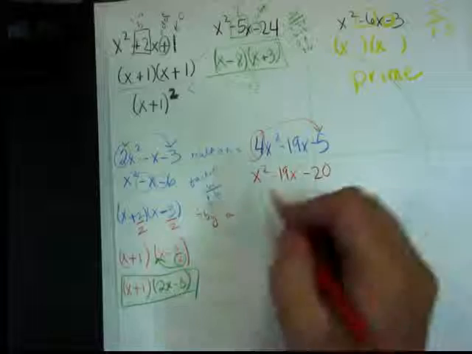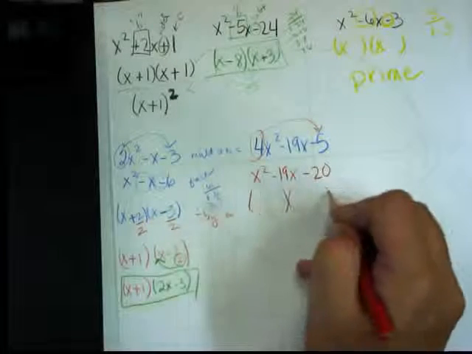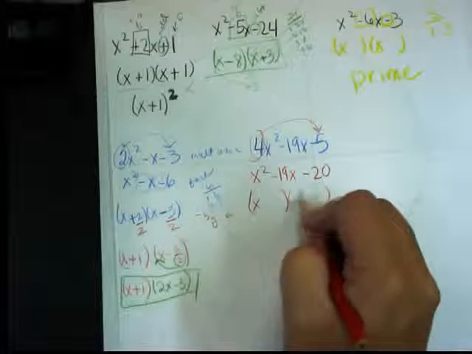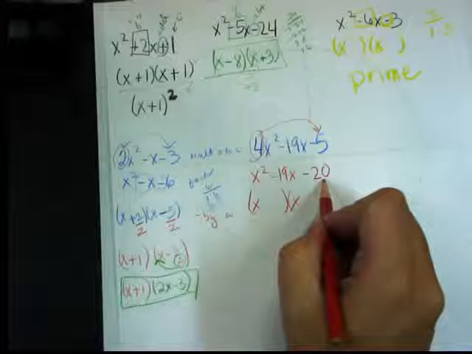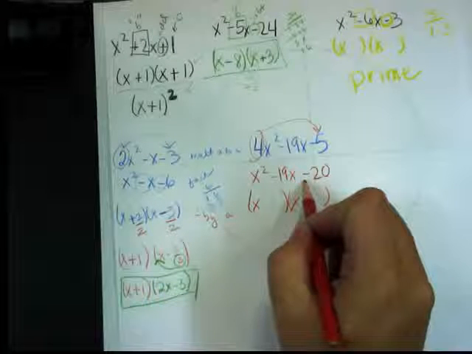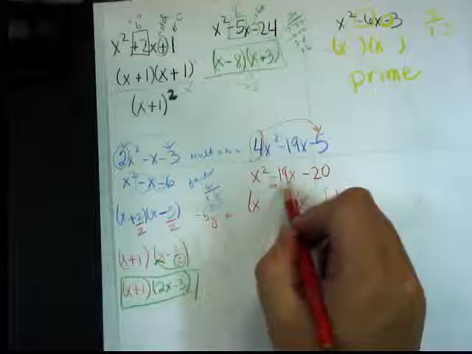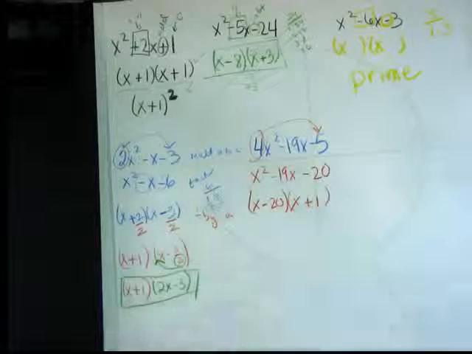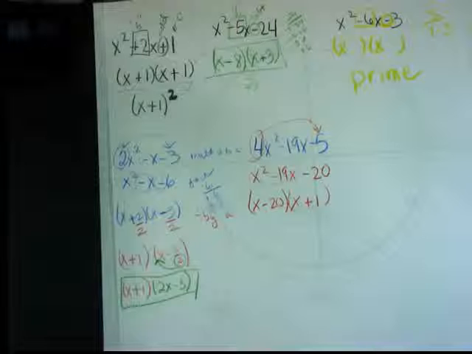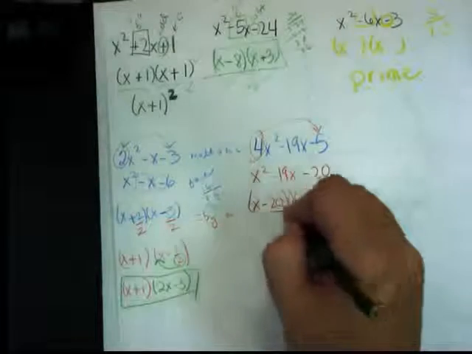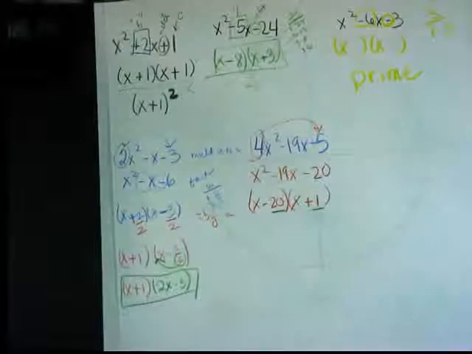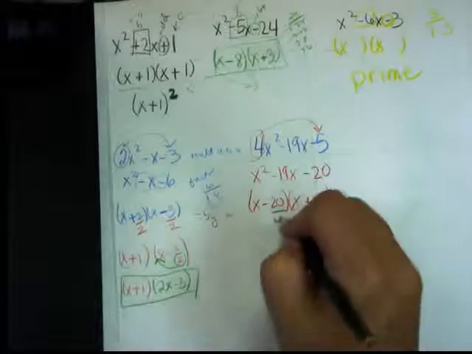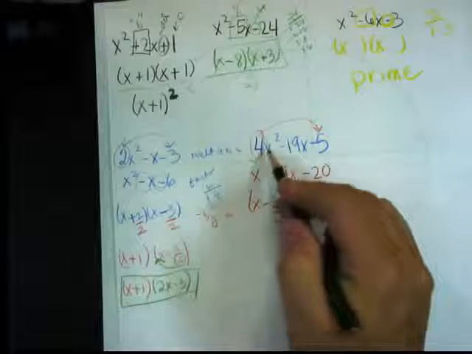Then we're going to factor as usual, parentheses, letter. What multiplies to be 20, subtracts to be negative 19? Negative 20, positive 1 is what you should have come up with. Now we need to divide by the original A. The original A is 4. In this case, it's 4.